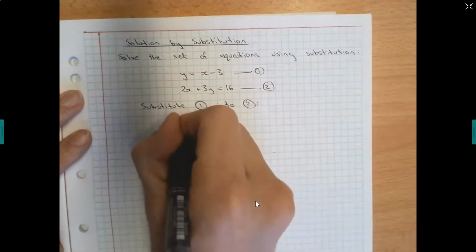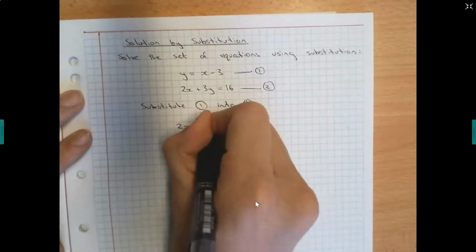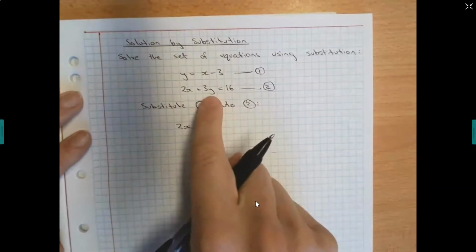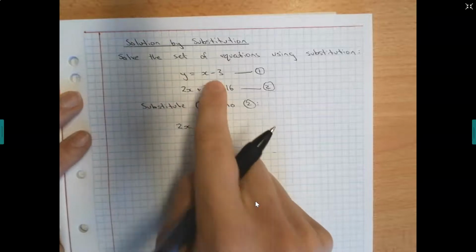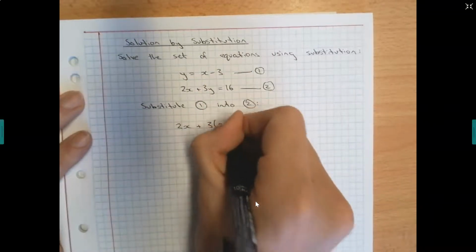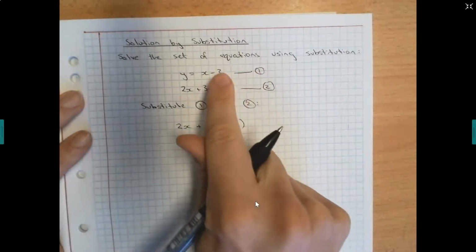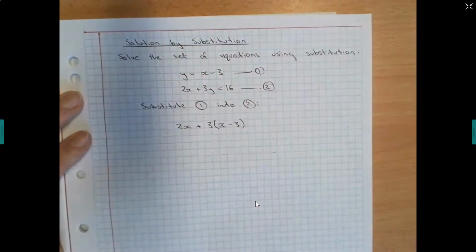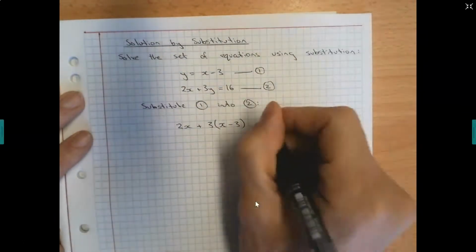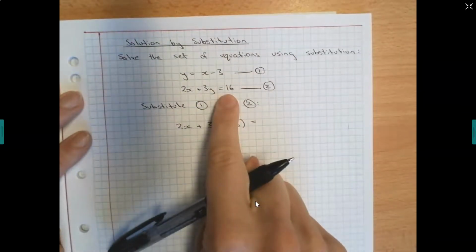So I've got 2x plus 3 by, now rather than putting the y, you can see y is equal to x minus 3. So I'm going to substitute the x minus 3 into here. So all I've done is substitute that for my value of y. So you can see everything else is the same. So it should be equal to the 16.